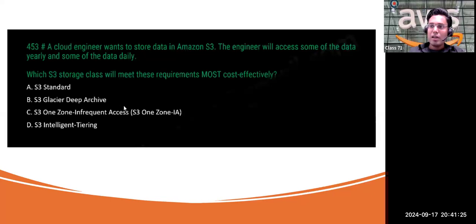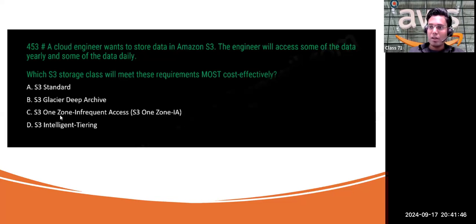And Glacier is for deep archive. If you're not using data past like 180 days, 3 months or 4 months, then this one is the right one. But this says daily. So this one is gone. This is the daily, that's right. But some of the data is yearly. So Standard, I think, is expensive.